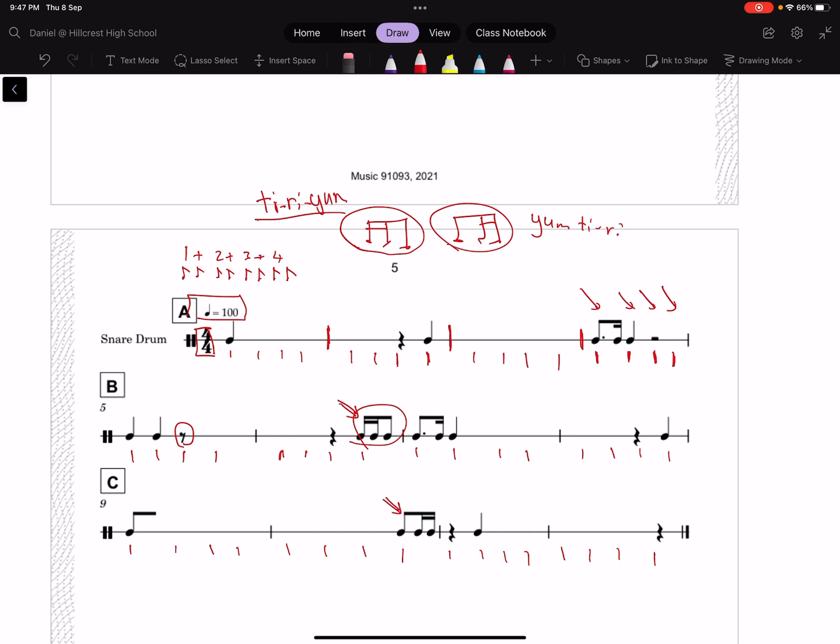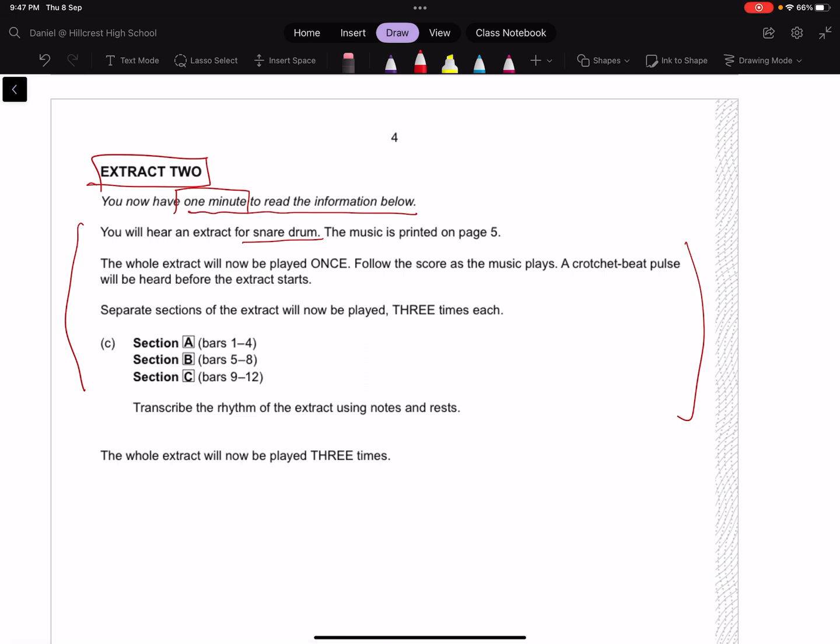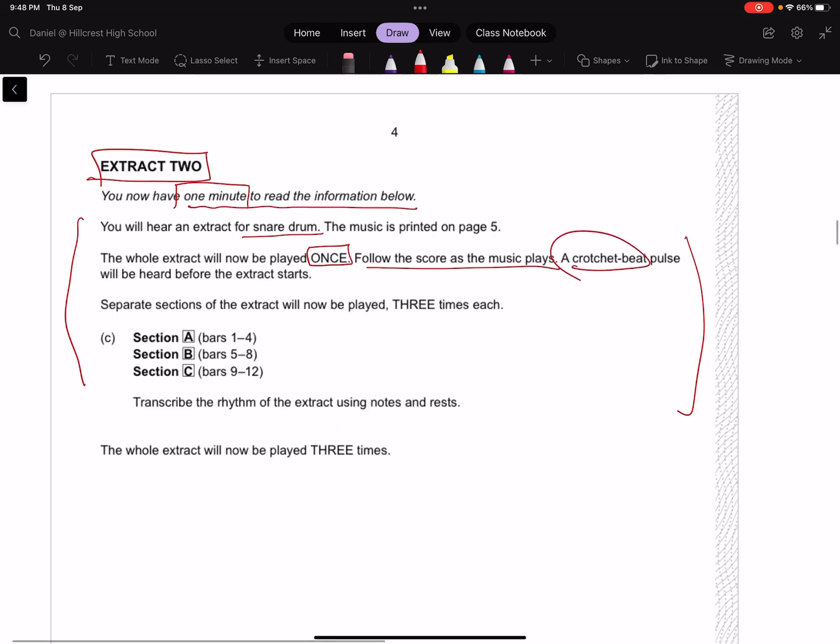You will hear an extract for snare drum. The music is printed on page 5. The whole extract will now be played once. Follow the score as the music plays. A crotchet beat pulse will be heard before the extract starts.